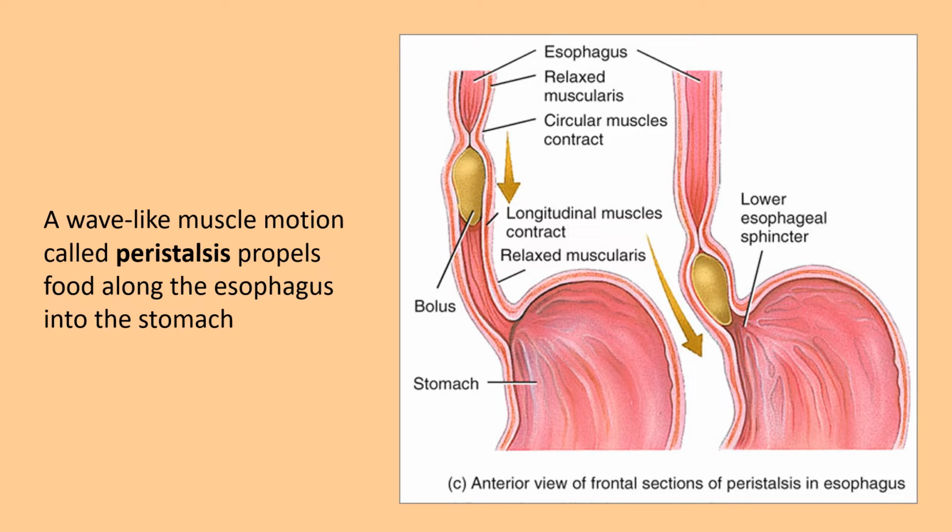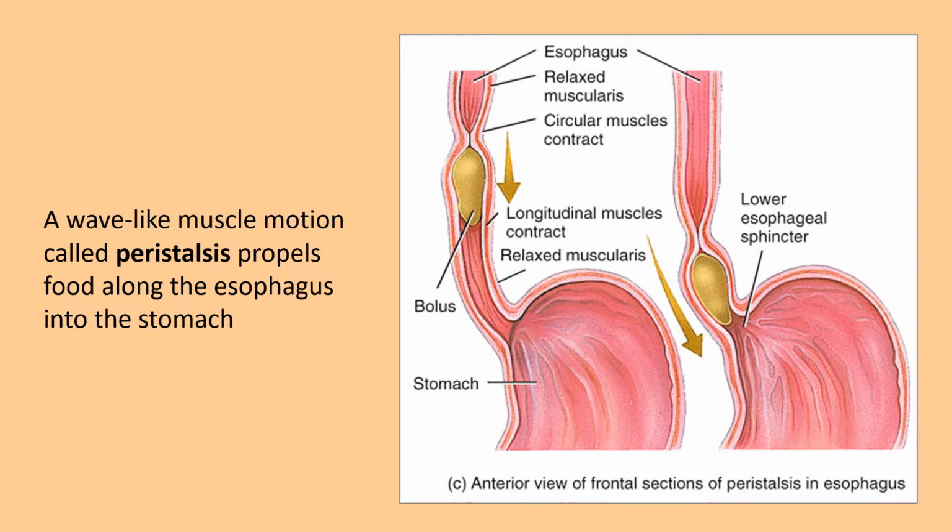So following deglutition, the bolus is in the esophagus, and the esophagus is a passageway between the pharynx and the stomach. It does not rely on gravity to get your food into your stomach, but rather it relies on a wave-like muscular action called peristalsis. Both layers of the muscularis play a role in peristalsis, and this isn't limited to your esophagus. Peristalsis occurs in your small and large intestine as well.